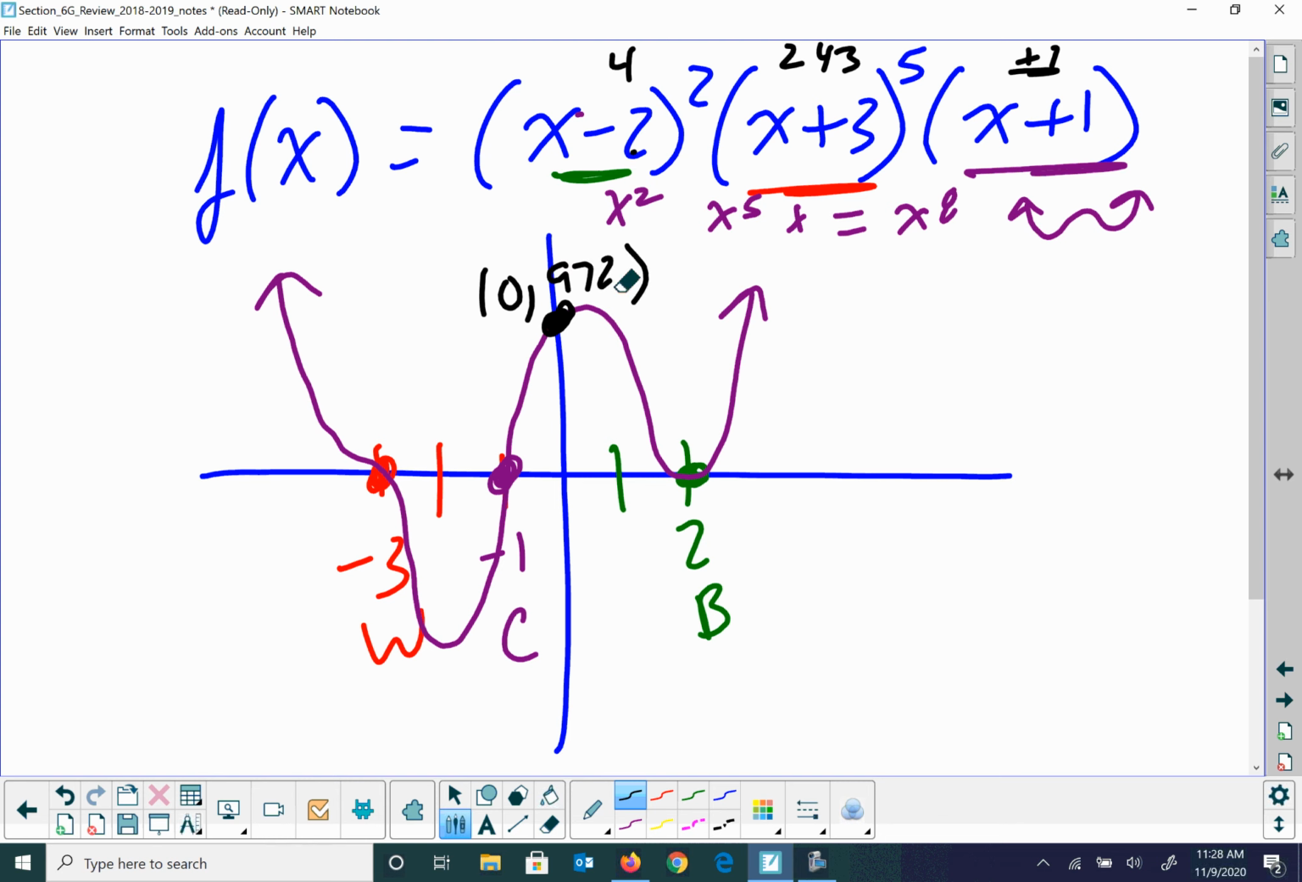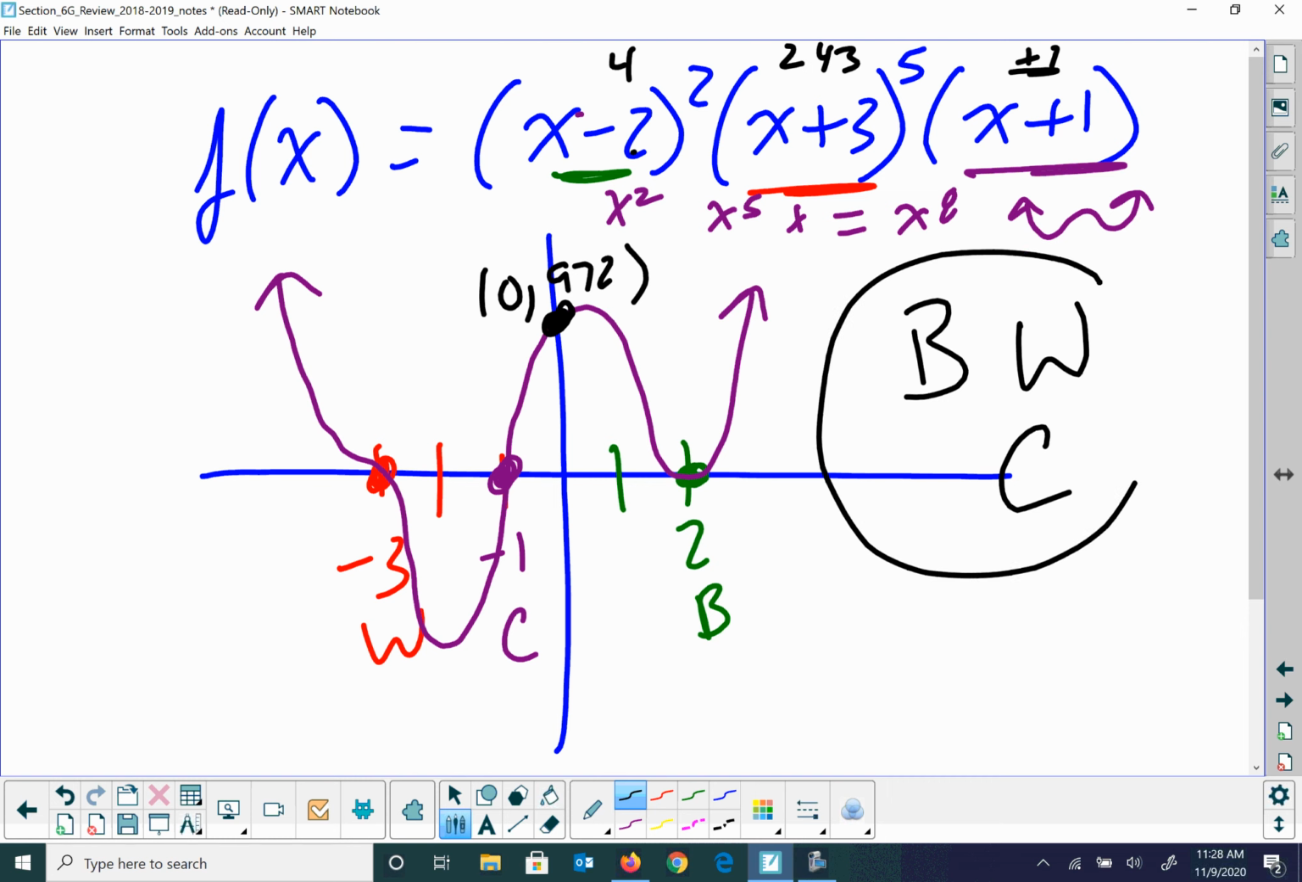Okay, I know it doesn't appear right on our graph, but if we look at it on Desmos or a graphing calculator, it would work. But if you have more questions about the bounces, wiggles, and crosses, we can talk about that more in class.